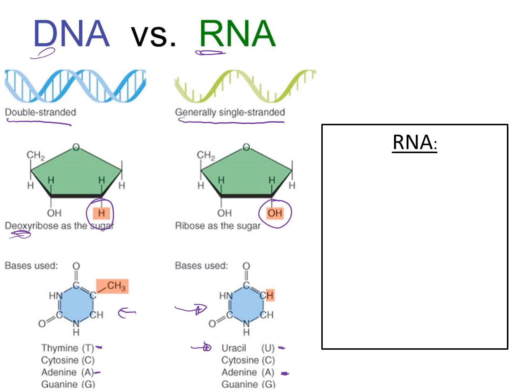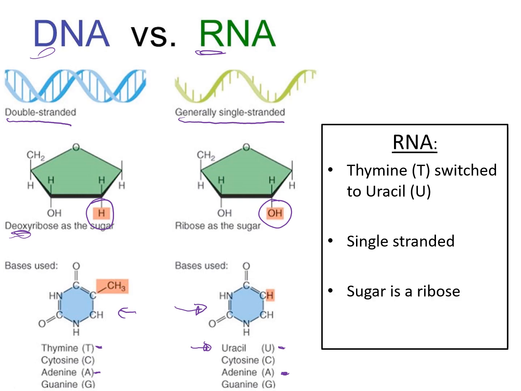So these are the main differences between DNA and RNA. Thymine is switched to uracil. They're single-stranded, and the sugar is ribose. Ribose has one more oxygen than deoxyribose.